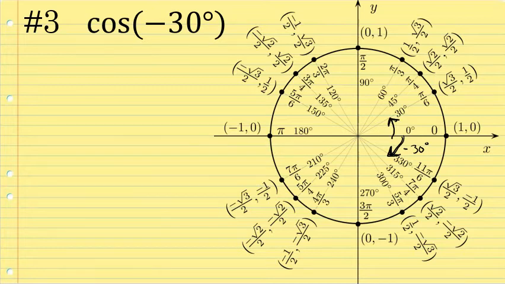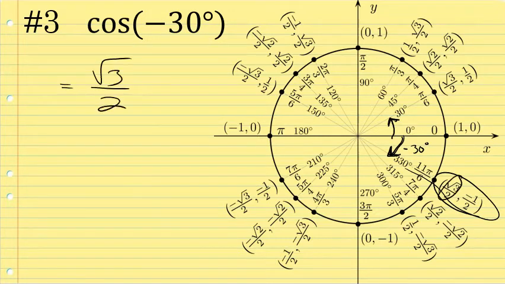The cosine is the associated x-coordinate with the -30-degree angle. Well, the associated ordered pair is right here, and that associated x-coordinate is the square root of 3 over 2. The cosine of -30 degrees is the square root of 3 over 2.